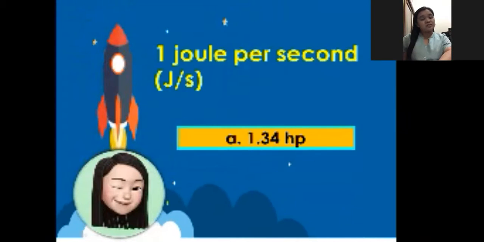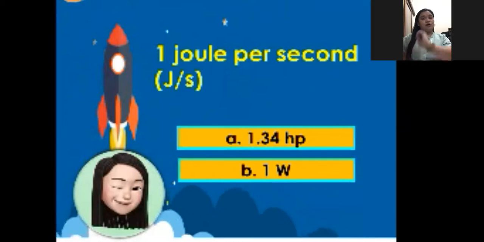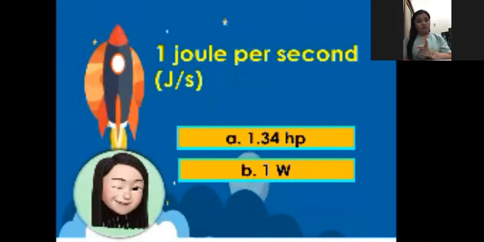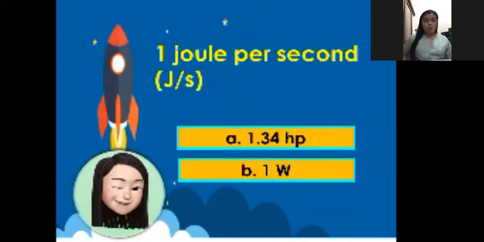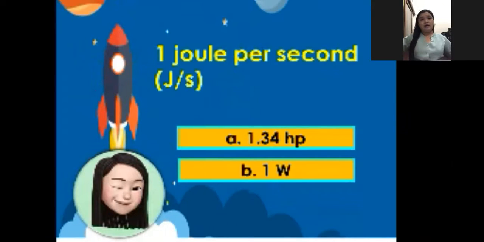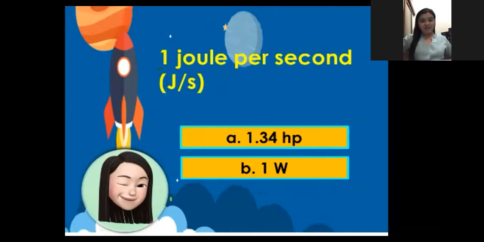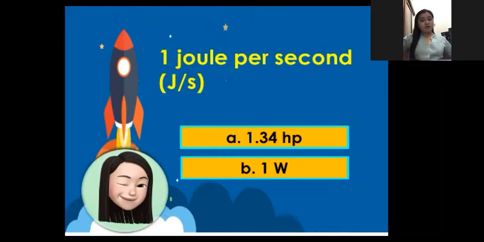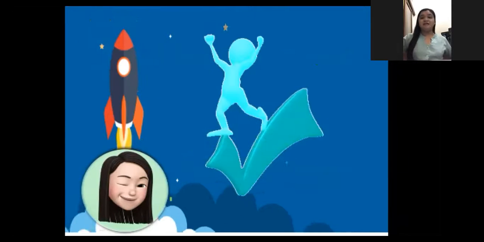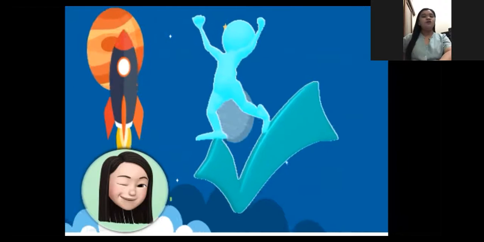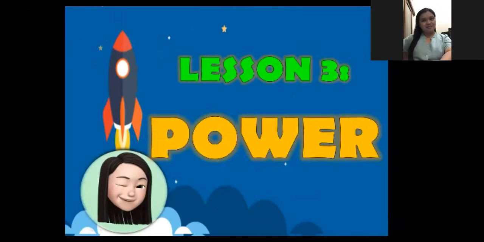1 joule per second is equivalent to what? A, 1.34 horsepower, B, 1 watt. Again, 1 joule per second is equal to A, 1.34 horsepower, or B, 1 watt. Go. 5, 4, 3, 2, 1. The correct answer here is letter B.